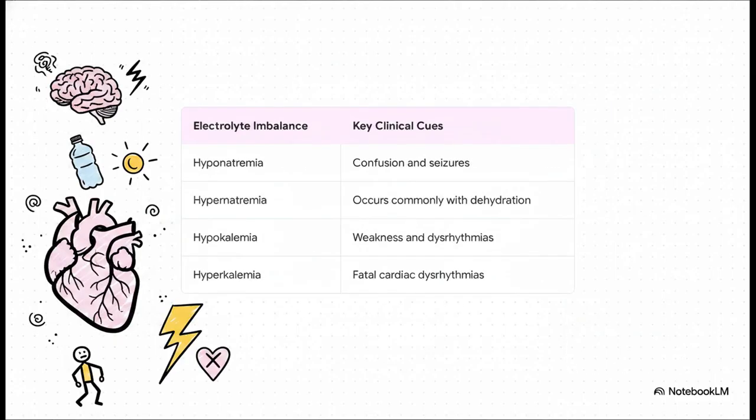Now let's talk electrolytes. The real trick here is mapping the specific imbalance to its primary danger zone. When you see sodium issues, like hyponatremia, I want you to immediately think neuro. We're talking confusion, we're talking seizures. Hypernatremia, that's your classic dehydration buddy. But potassium? Man, potassium pays the bills for the heart. Hypokalemia causes weakness and dysrhythmias, and hyperkalemia? Your alarm bell should be screaming for fatal cardiac dysrhythmias. If potassium is off, the heart stops, period.